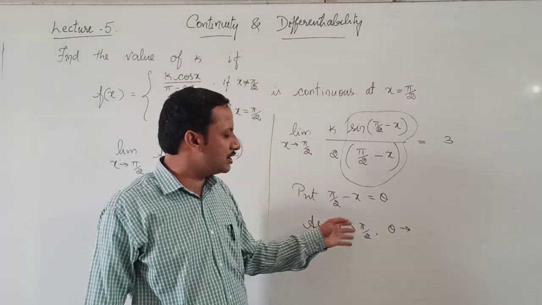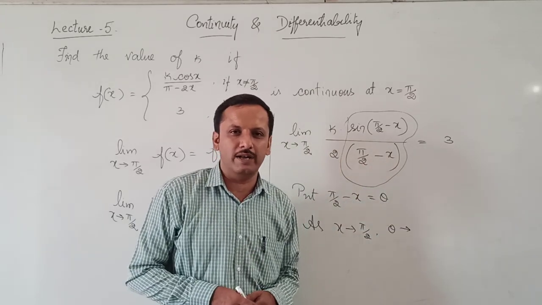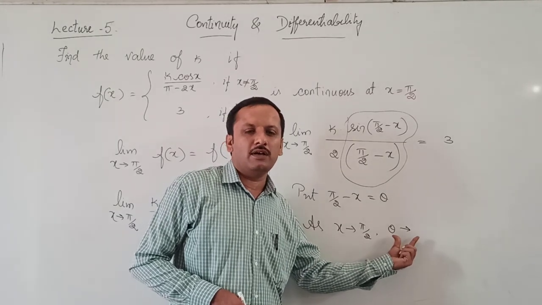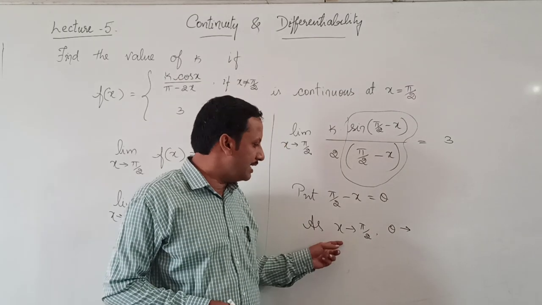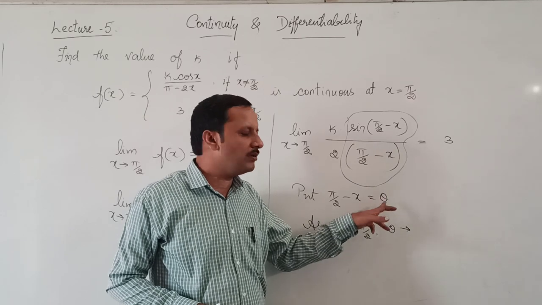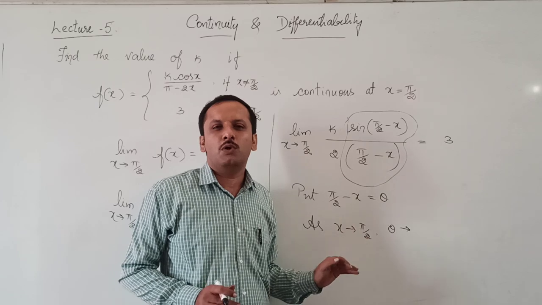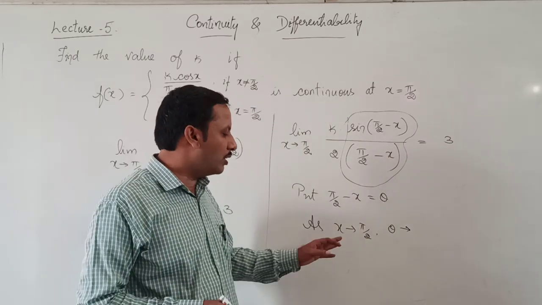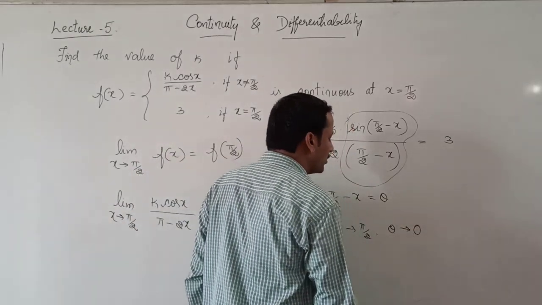When x approaches pi by 2, where will theta go? That is what we have to find out. Theta tends to what value? When x is equal to pi by 2, if I substitute x equal to pi by 2, then what will be the value of theta? Pi by 2 minus pi by 2, theta is equal to 0. So when x is equal to pi by 2, theta is equal to 0. Therefore, when x approaches pi by 2, theta will approach 0.